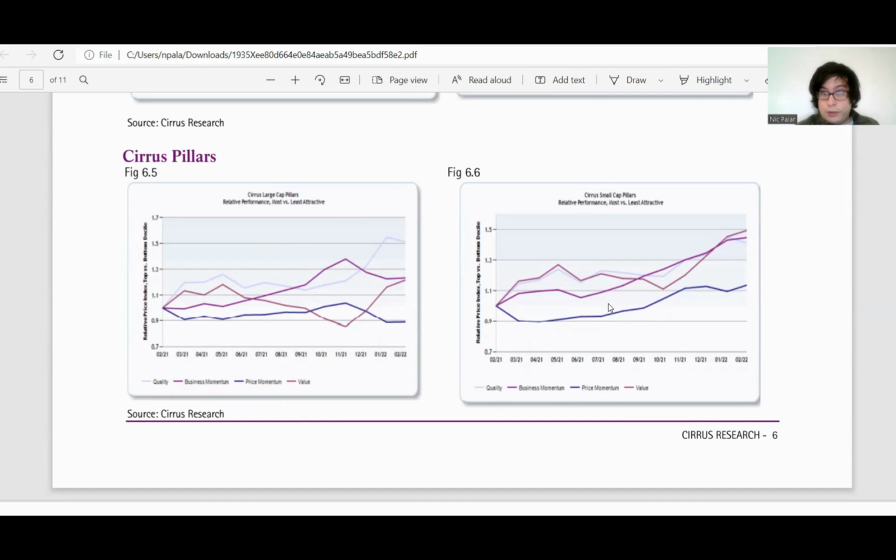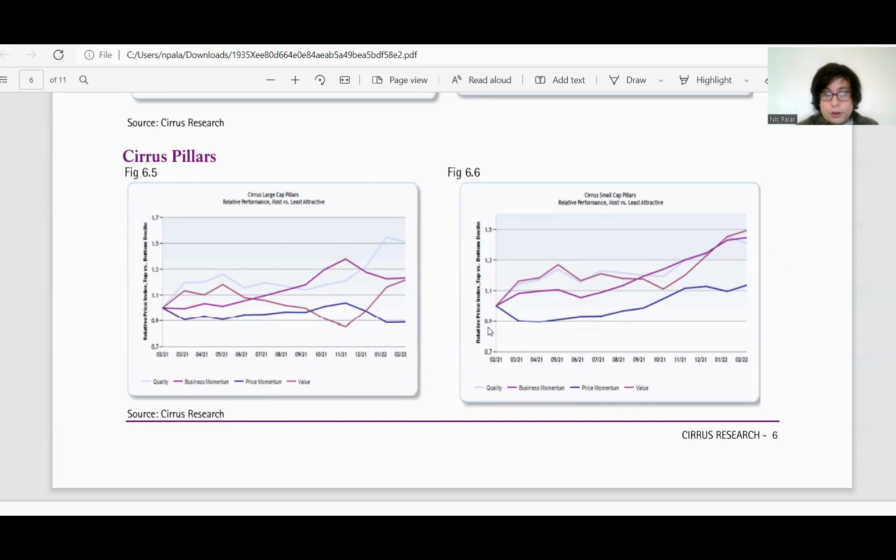And then looking to the right, you have the same chart for the small cap pillars, but you do not have necessarily the same relative performance of factors in the size class. So you can see that actually in small caps, quality, business momentum, and value are all kind of clustered around here, whereas quality was the clear outperformer in large cap.